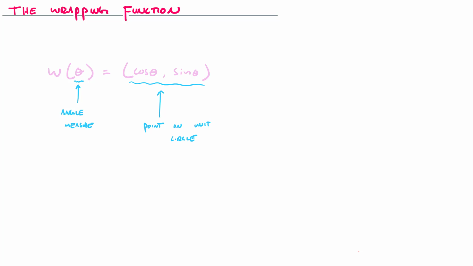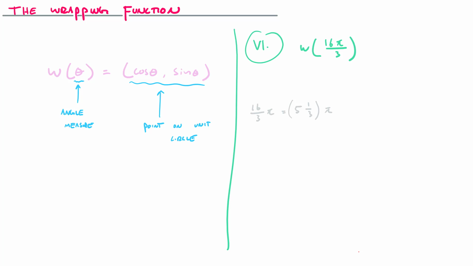So let's just go with this definition. Okay, so here we go. W of theta is equal to cosine theta, sine theta. And using it is really easy. It's just the same as evaluating specific values of sine and cosine using the unit circle, except now you're evaluating both functions. So if I had w of 16 pi over 3, automatically I think of the reference angle, pi over 3, for which I know at pi over 3, cosine is going to be 1/2 and sine is going to be square root 3 over 2.